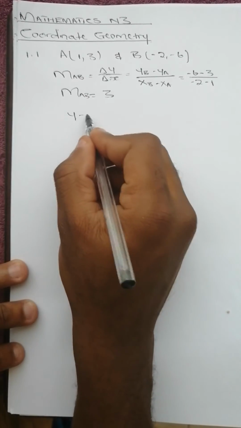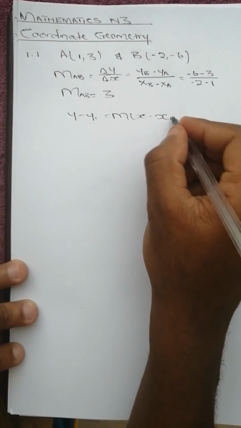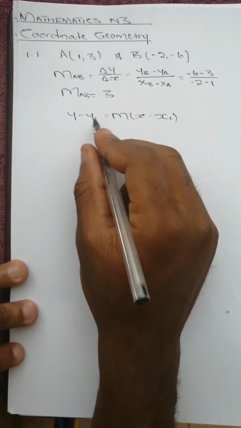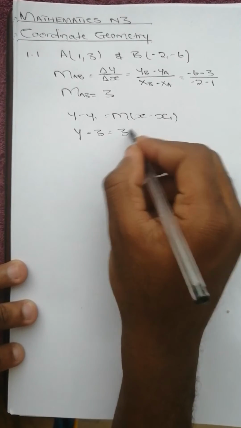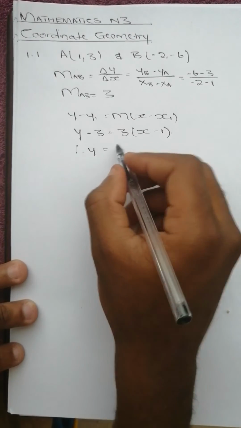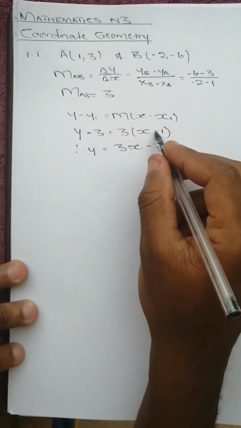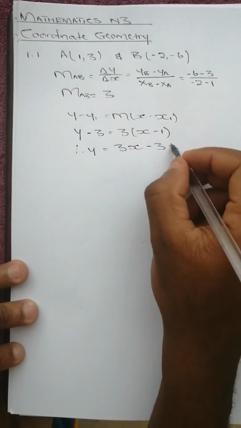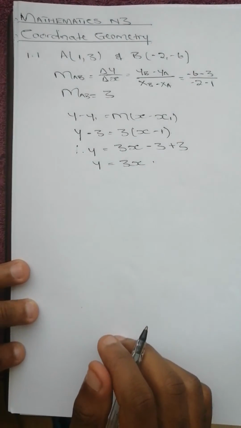Then we use this m_AB. We use the formula y minus y1 equals m(x minus x1), and we choose A as our (x1, y1), so it's going to be y minus 3 equals 3(x minus 1). So this is going to be y equals 3x minus 3. When we multiply 3 times -1 and take the 3 to this side, it becomes positive, therefore y equals 3x. That's the first question.